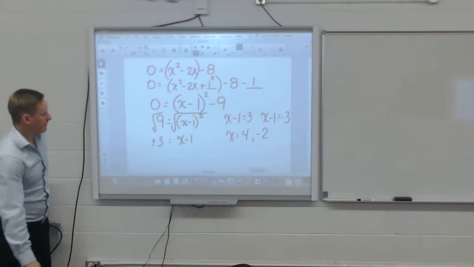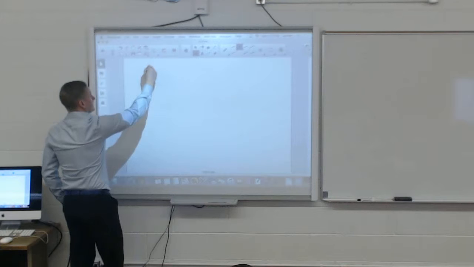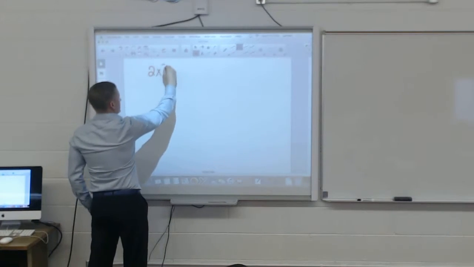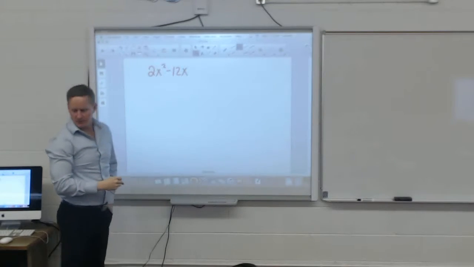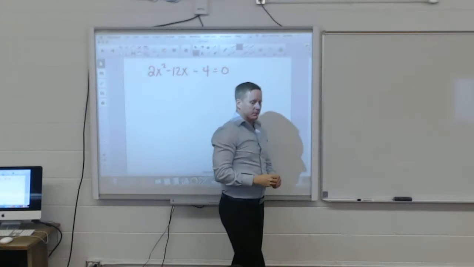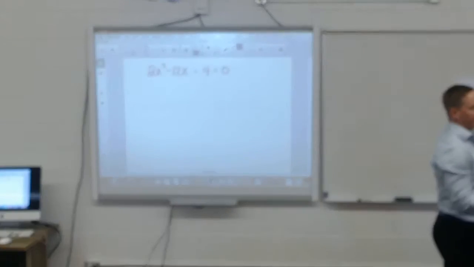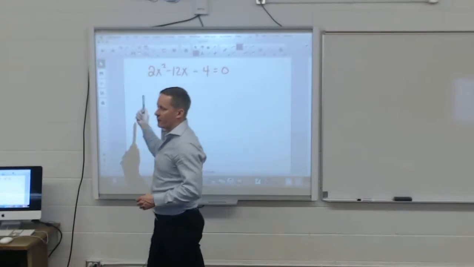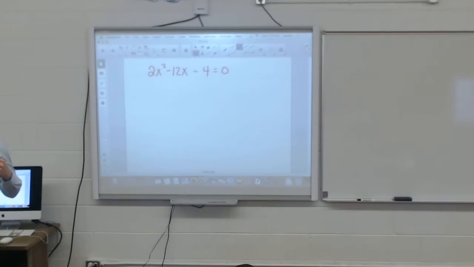Okay, so 2x squared minus 12x minus 4 equals 0. Okay. So we're going to use the completing the square method. Now we could use factoring if at all possible. But what's the very first thing that I need to do? If I was to factor this, what should I do? Take out what? Greatest common factor. Now look at that. Is there a greatest common factor?